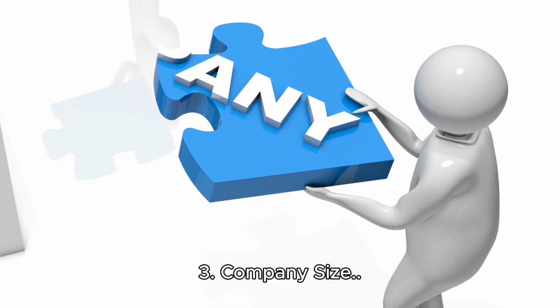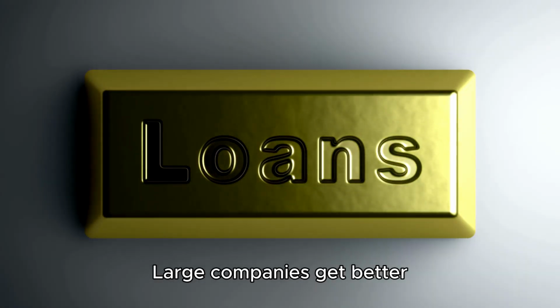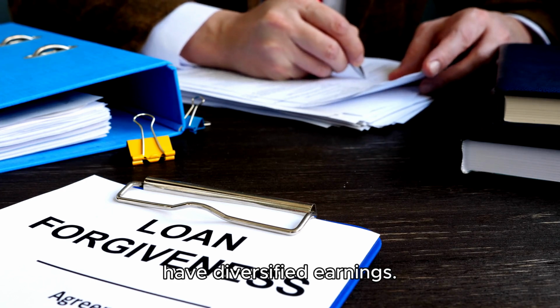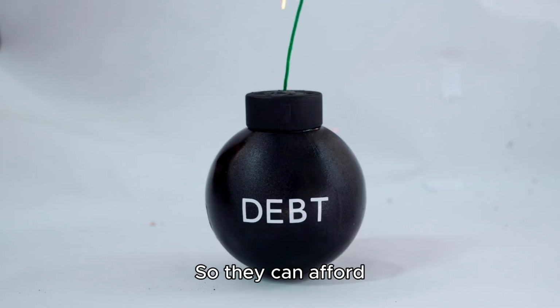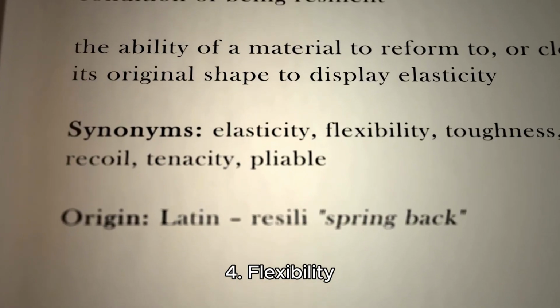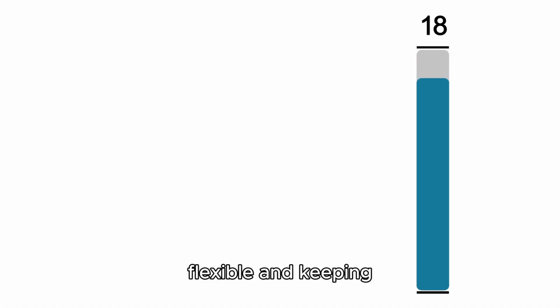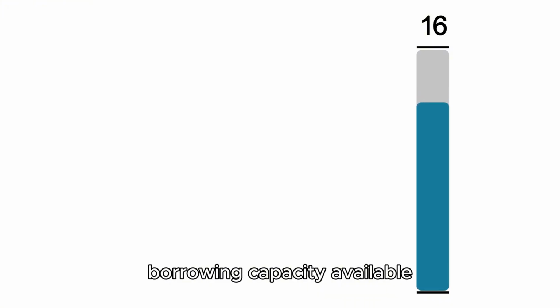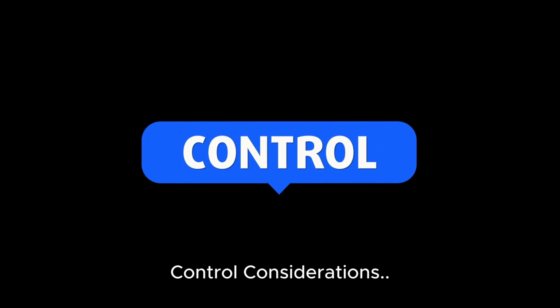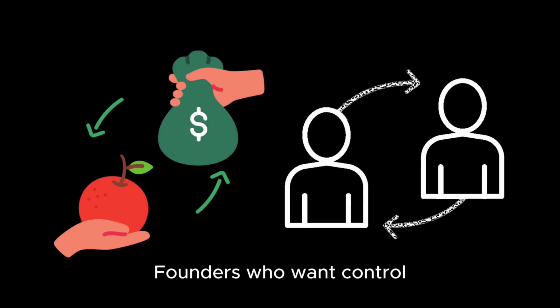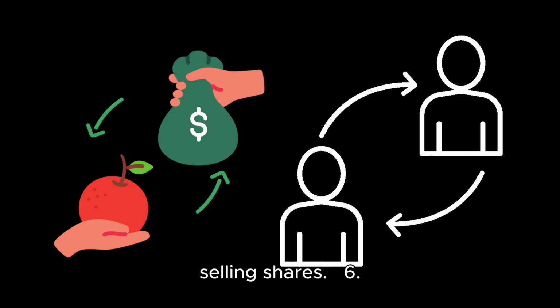3. Company size. Large companies get better access to loans, lower interest rates, and usually have diversified earnings, so they can afford slightly higher debt. 4. Flexibility needs. Some companies prefer staying flexible and keeping borrowing capacity available for future expansion. 5. Control considerations. Issuing equity dilutes ownership. Founders who want control often prefer debt over selling shares.